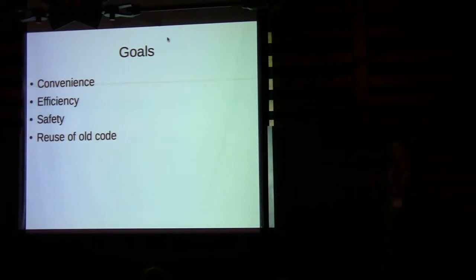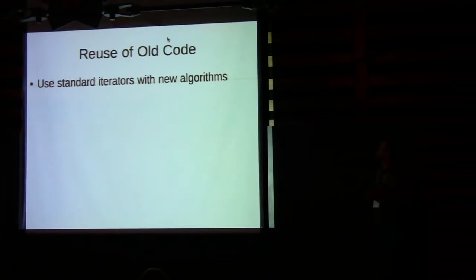We want it to be safe to use. We know that's not always possible, but it's a design goal to consider. And if possible, we want to reuse our existing code that uses the STL or is written in consideration of what the STL looks like now. So let's look at these goals in detail. Reuse of old code. I'm going to talk about that first. There's 2 things to that. We want to use standard iterators, as we get them from the standard library now, with algorithms that are written for our range library.